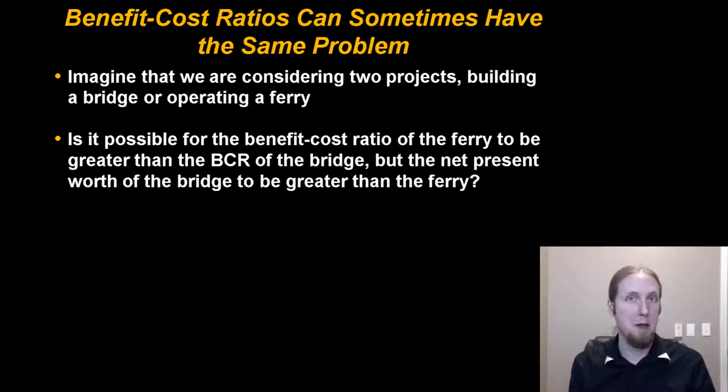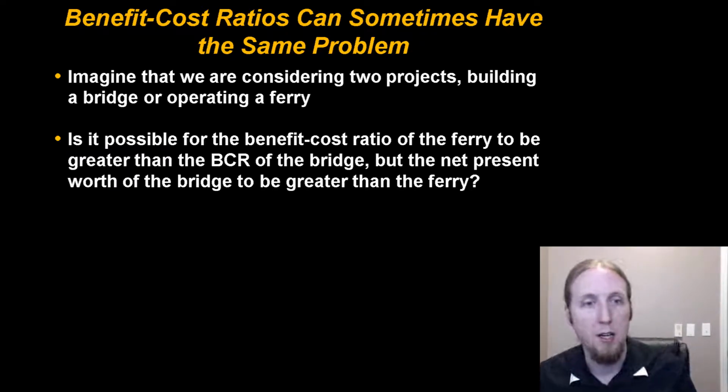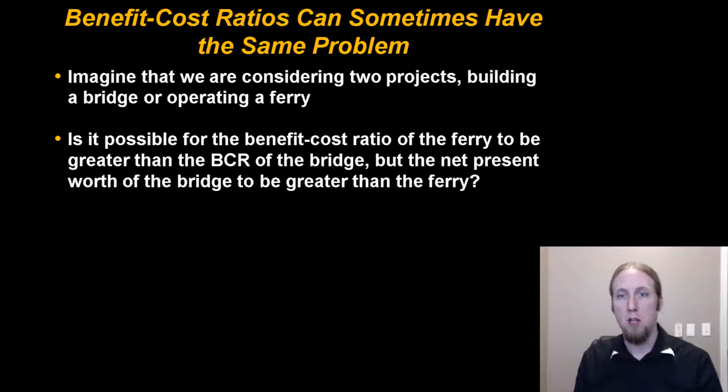It can't take as many people across at once. Once it is in the middle of the river, no one else can load, so it's going to take longer to get there. And so the benefit is going to be smaller too. And so we want to just ask the question, right? Can the benefit cost ratio of the ferry be greater than the benefit cost ratio of the bridge, but the net present worth of the bridge be greater than the ferry?